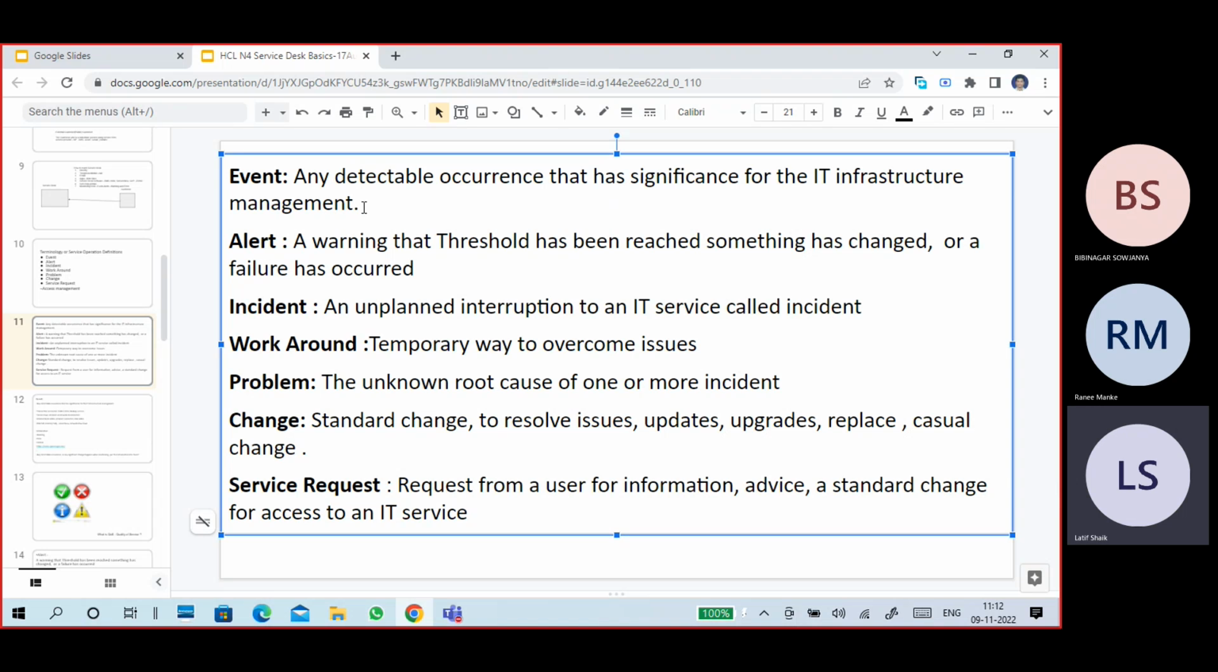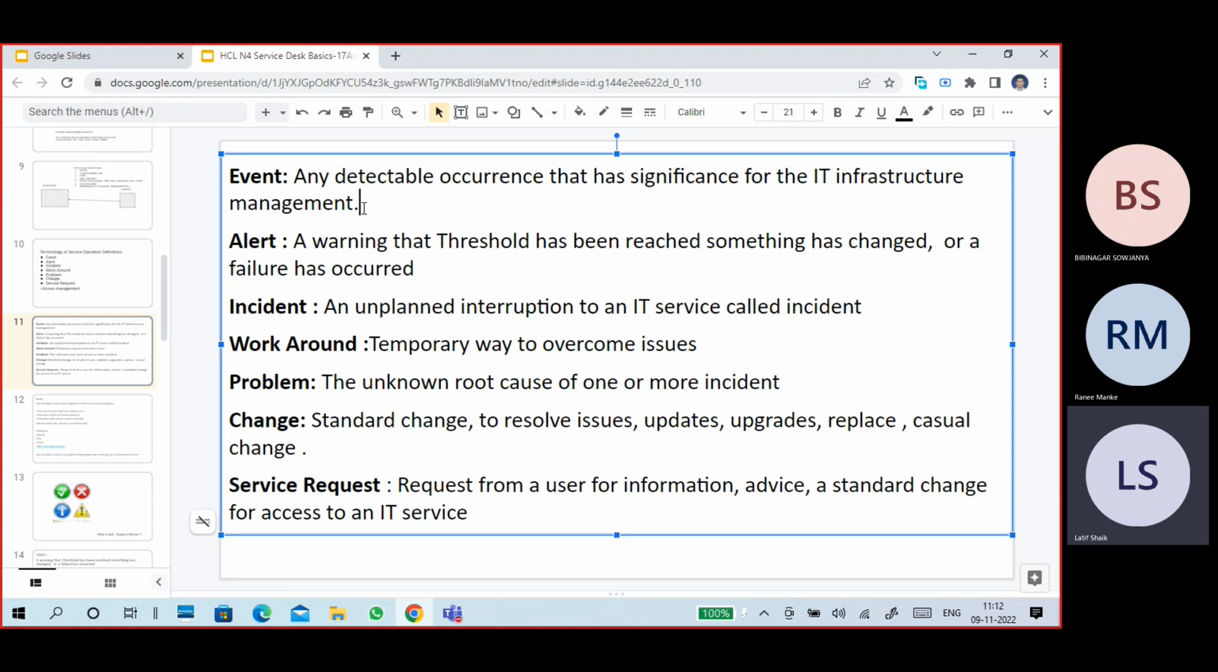Incident: an unplanned interruption to the IT services. For example, a customer gives a complaint: unable to access VPN, unable to connect to VPN, no internet connection, system is down, unable to send and receive mails through Outlook. System is not working. These are all incidents only. Workaround: a temporary way to overcome the issues.